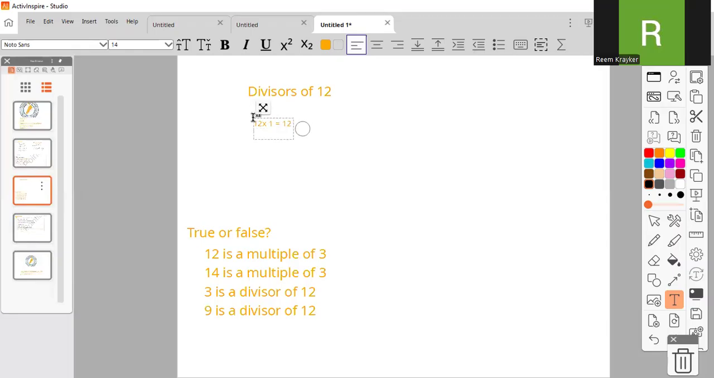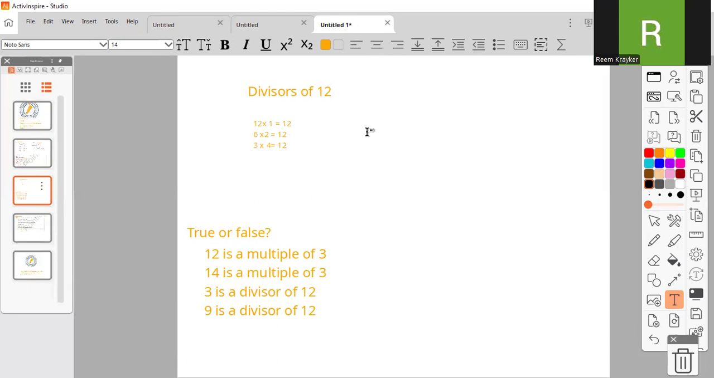The second one, let's think together. We have two numbers whose product is 12. We have 6 times 2 equals 12. Another example: we have 3 times 4 equals 12. Do we have anything else that gives me 12? No, we don't. These are the only numbers whose product is 12.